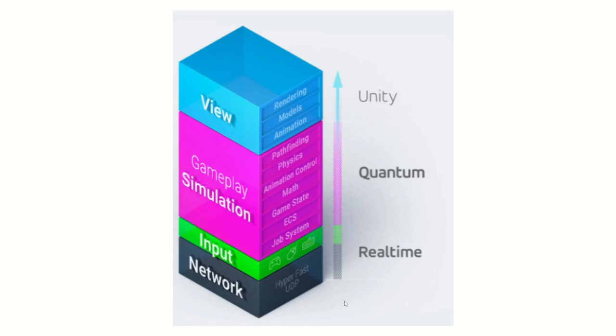So how it works is that you have your network stack in the bottom, and it's sending the input between the clients and passing through the Quantum server. Quantum is running in the Photon cloud, which is also a benefit because you don't need to have your own servers. Quantum ensures that all the clients are running the simulation and are in sync, and that the input is provided between the different clients.